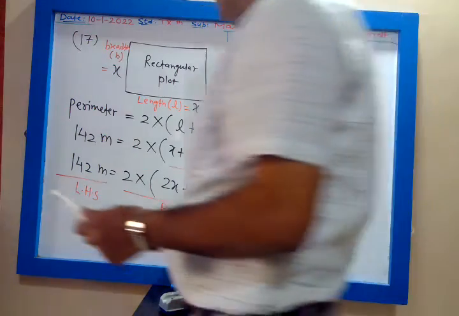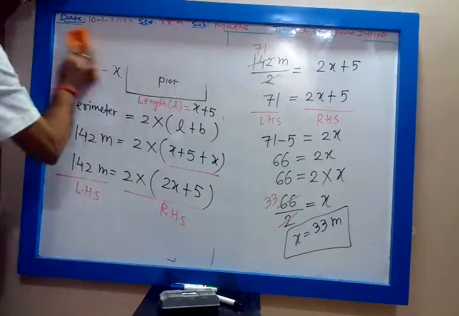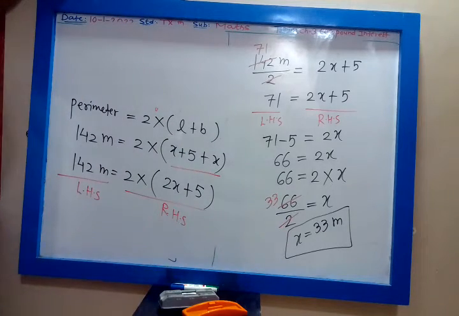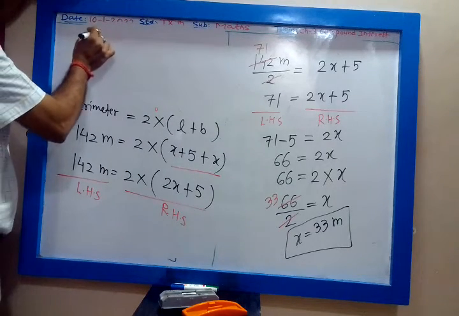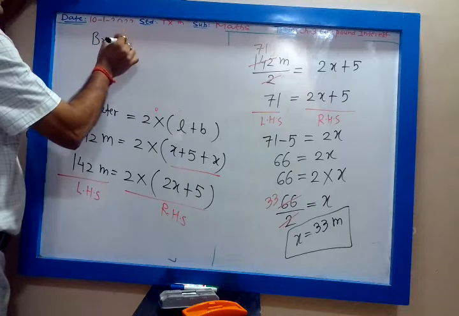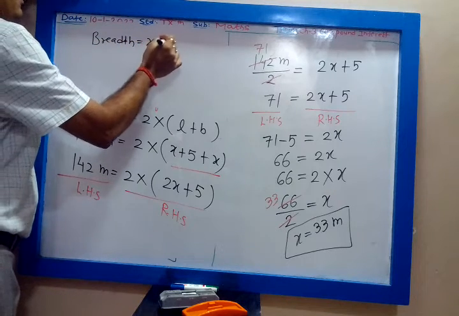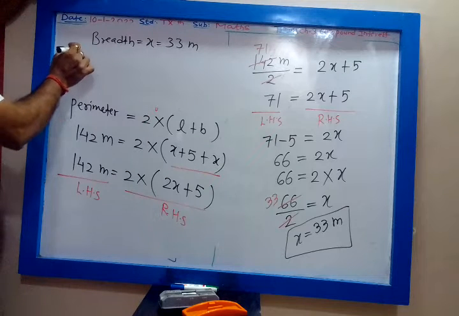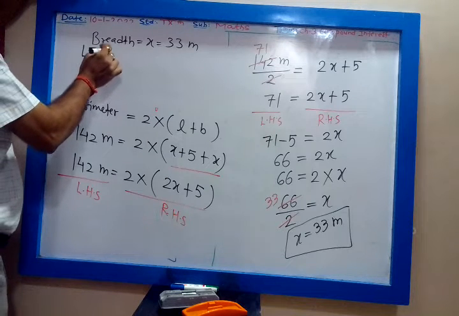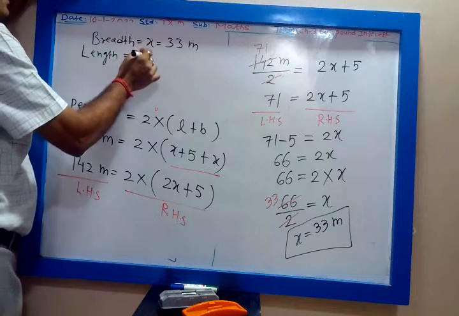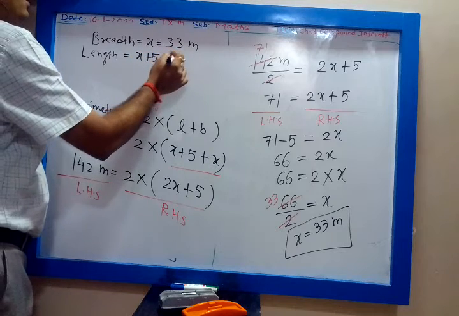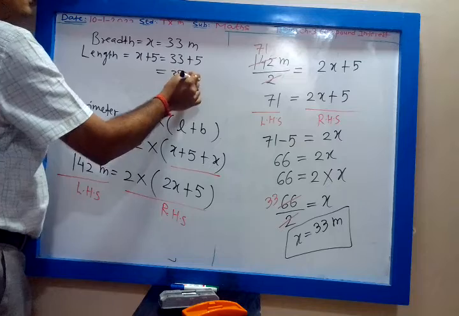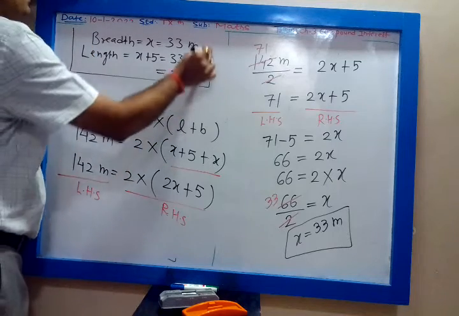Now we will write length and breadth. What is breadth? Yes, I am not erasing. So what is breadth? Breadth is x, which is 33 meter. And length is 5 more. Length is x plus 5. So that is 33 plus 5, that is 38 meter. So breadth is 33 meter.